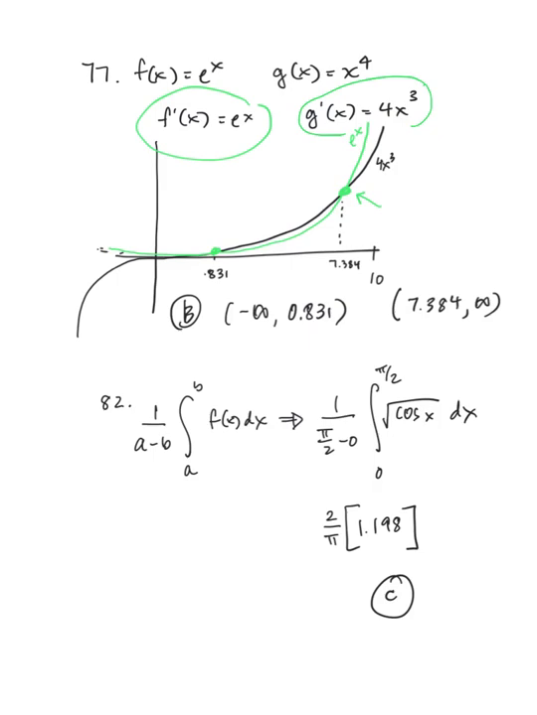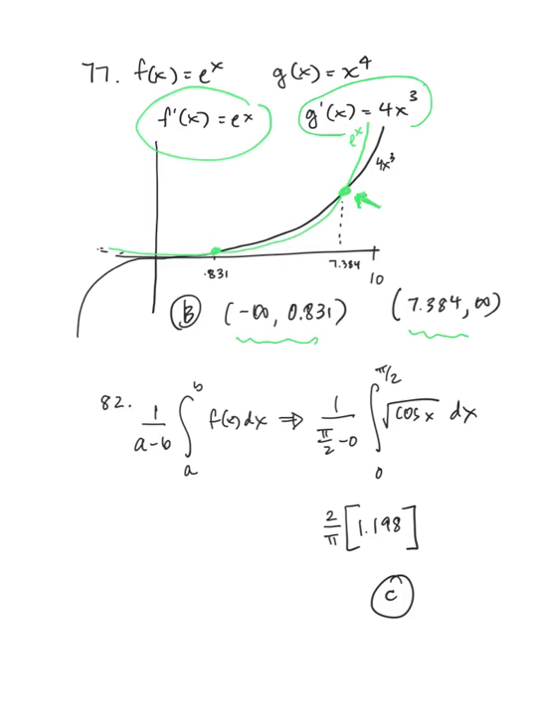The unfortunate thing is to find the second point right here, you actually have to go to almost 2,000, or a height of almost 2,000. But the green graph, e to the x, the derivative of f, is above g prime from -infinity to 0.831 and 7.384 to infinity.